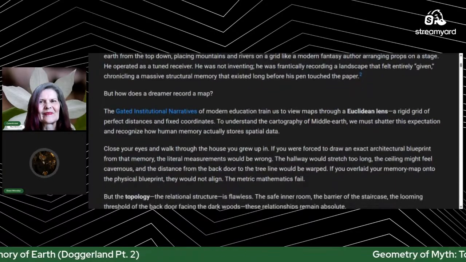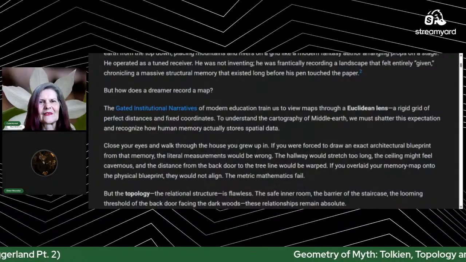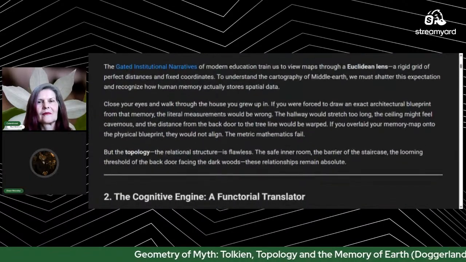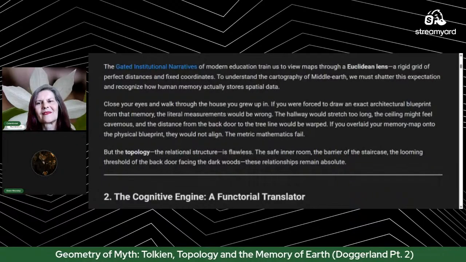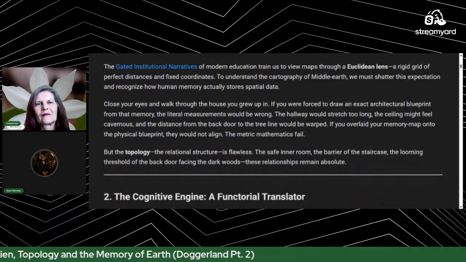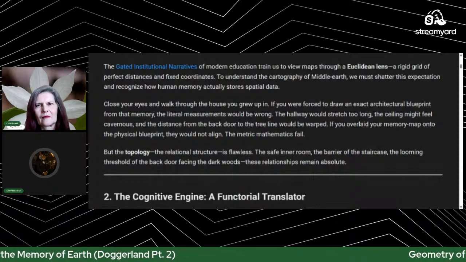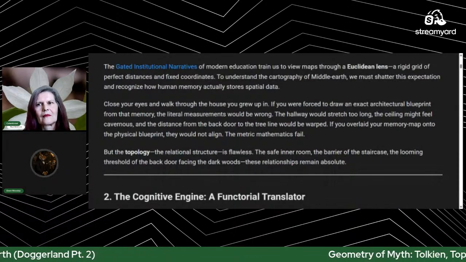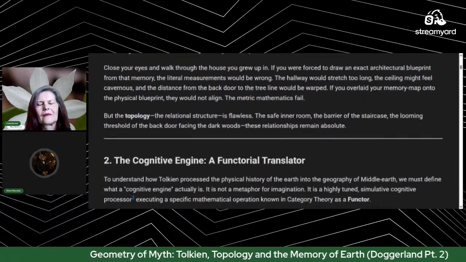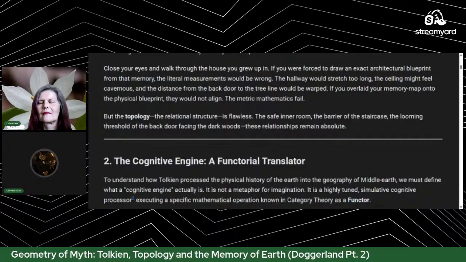And so then the question becomes, but how does a dreamer record a map? The gated institutional narratives of modern education train us to view maps through a Euclidean lens, a rigid grid of perfect distances and fixed coordinates. To understand the cartography of Middle Earth, we must shatter this expectation and recognize how human memory actually stores spatial data. Close your eyes and walk through the house you grew up in.